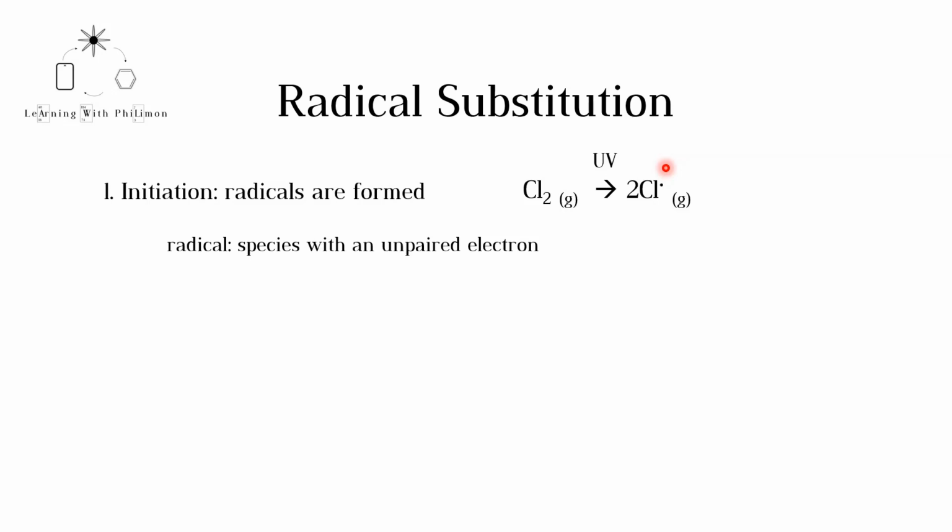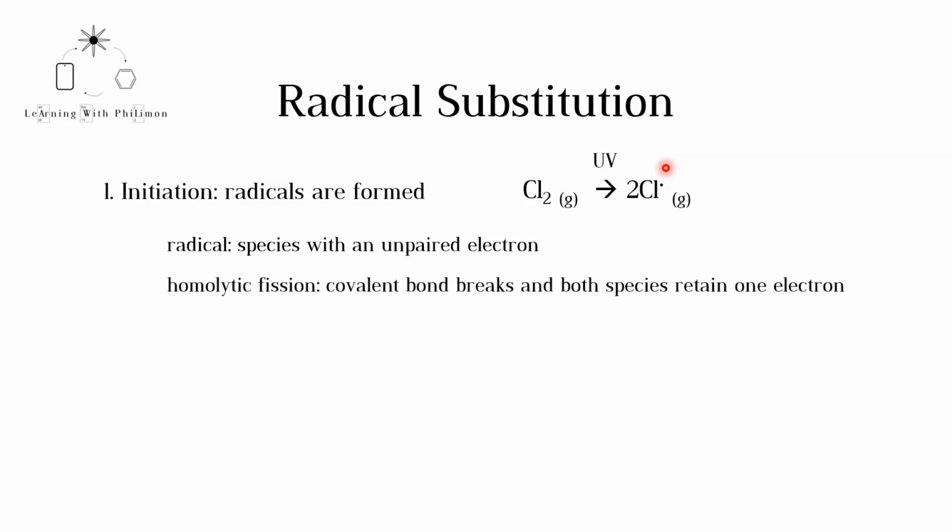The breaking of the bond in such a manner is called homolytic fission. In homolytic fission, a covalent bond breaks, and each species retains 1 electron from the bond. The two species created in this case are the same. For more details on the mechanism, watch the second, higher level half of this video.